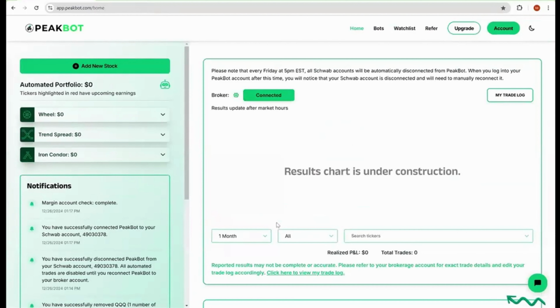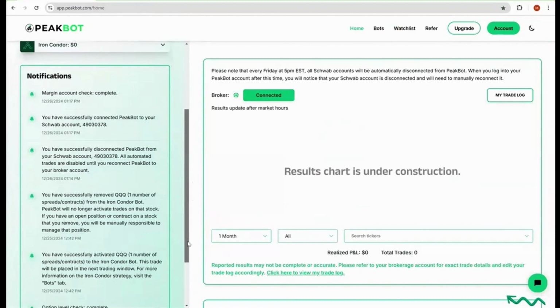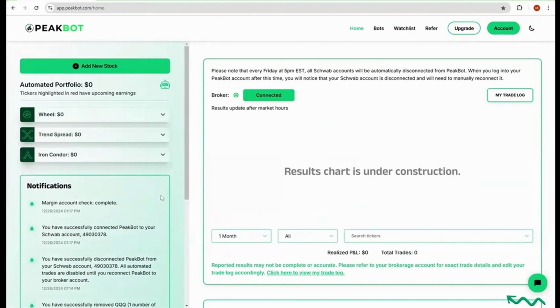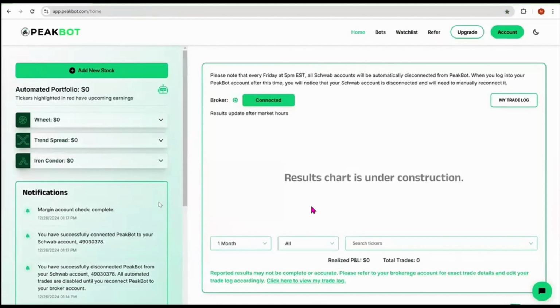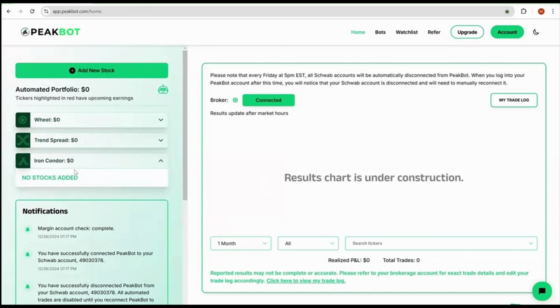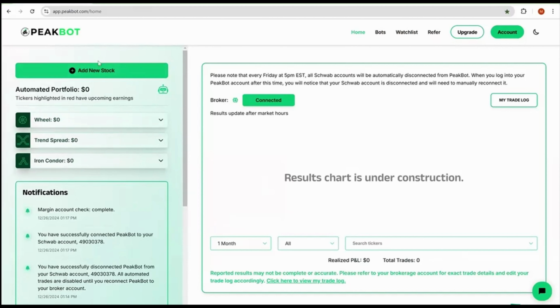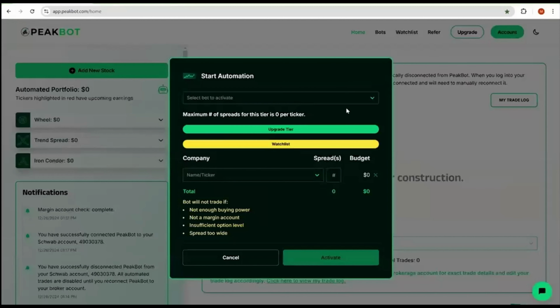Okay, so next we're going to set up the strategy that we want on PeakBot. You can see I connected and disconnected the account earlier. It has all your actions so that I can show you how to do it. First thing you're going to do is click on add new stock. If you look under Iron Condor right now, there's no stock added. So the first thing we have to do is add the stock we're going to trade. In this case, we're going to trade QQQ.